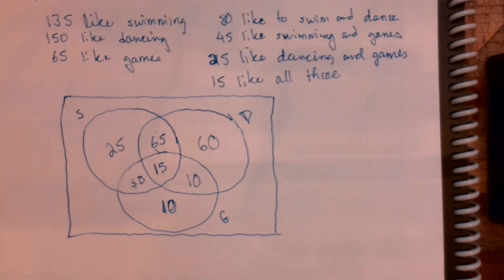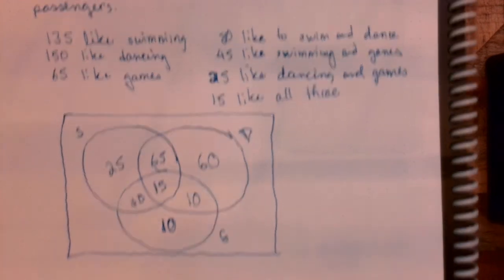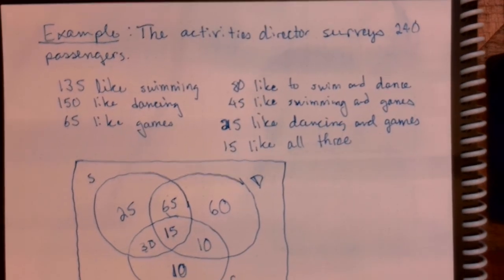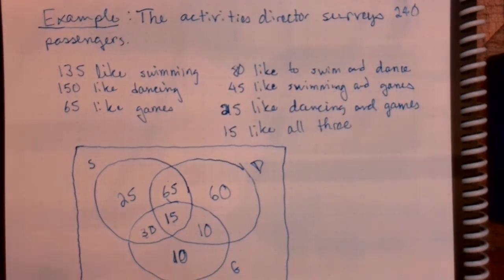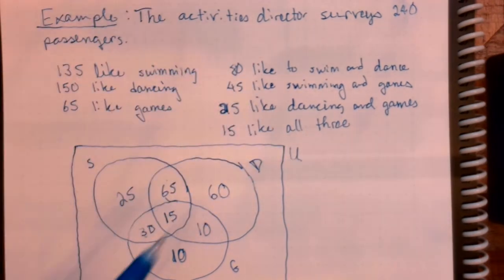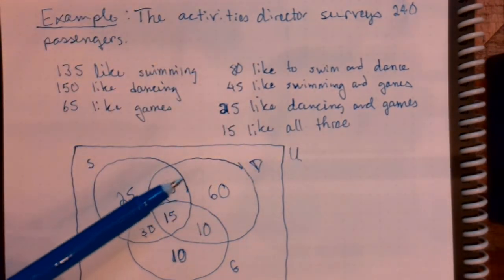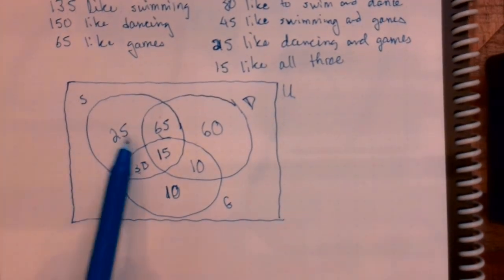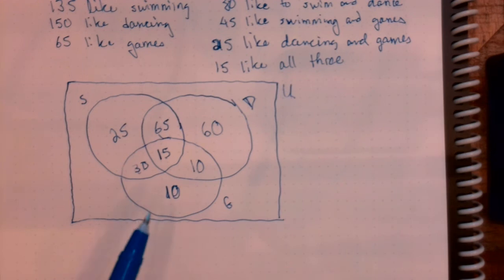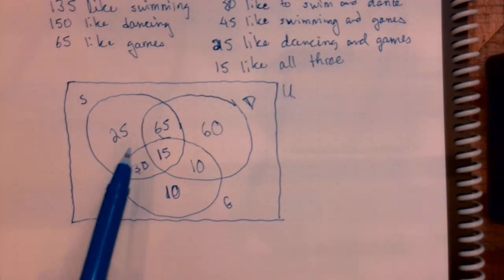Okay. Now, there does remain the question of what number should go outside. Okay, now, at the very top, they told us we surveyed 240 people. So my universal set of all passengers surveyed should contain 240. So I got to look at everything I've put in here so far and total it all out.